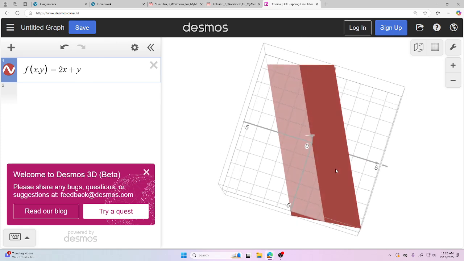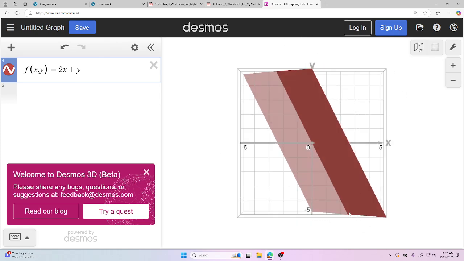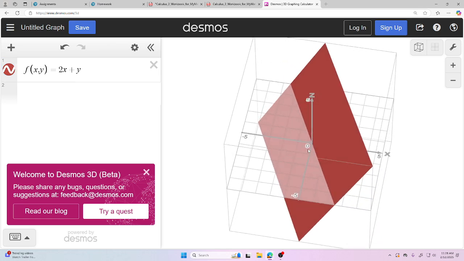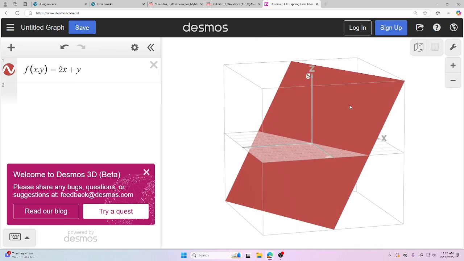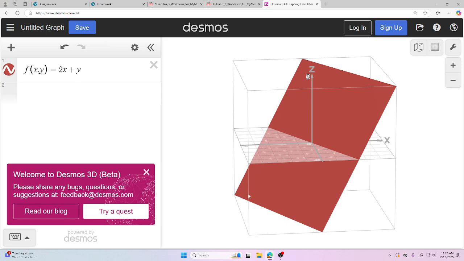But if you looked at it from the top view, do you see that y equals negative 2x line? When I go up some, do you see right here? This was 10 minus 2x, which I had graphed earlier as well. So use some Desmos. That'll help for sure. It'll help me too.